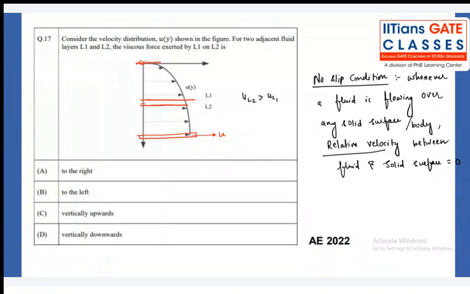Now tell me, the viscous force exerted by layer number 1 onto layer number 2 obviously will be in the opposite direction. Tell me guys, where exactly will it be? Because the motion is towards the right, layer number 1 onto layer number 2 should offer the viscous force opposite to the direction of motion. The motion is rightward, so it should offer a leftward viscous force. That should be correct. But if they ask what is the viscous force exerted by layer number 2 onto layer number 1, it is towards the right.